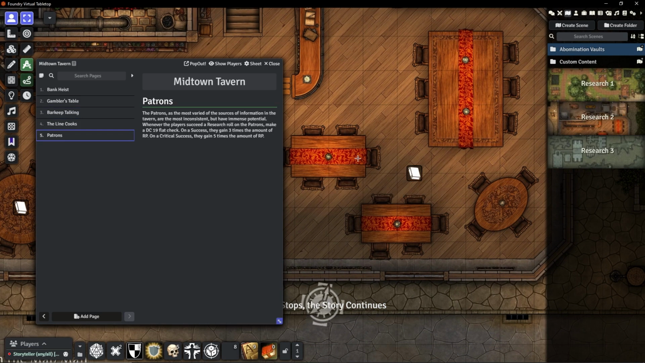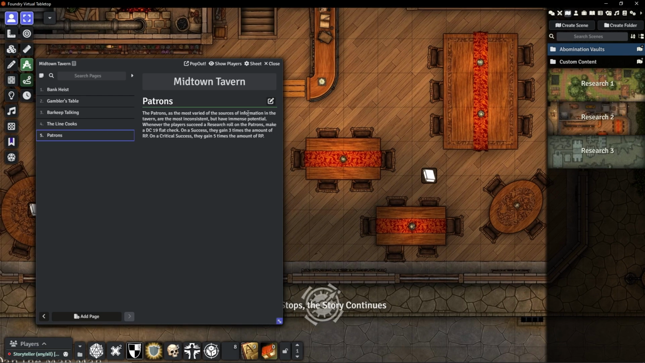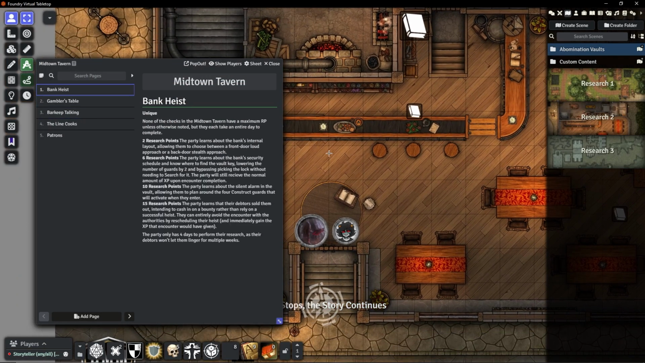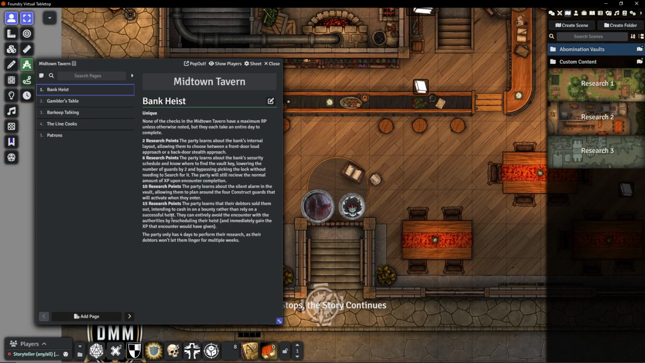And finally, the patrons for the immediately available options. As the most varied source of information in the tavern, they are also the most inconsistent, but with immense potential. Whenever the players succeed on a research roll on the patrons, make a DC 19 flat check. On a success, the party will gain 3 times the amount of research points. On a critical success, they gain 5 times the amount of research points. And finally, as far as the stipulations for the library goes, the party only has 4 days to perform their research, as their debtors won't let them linger.